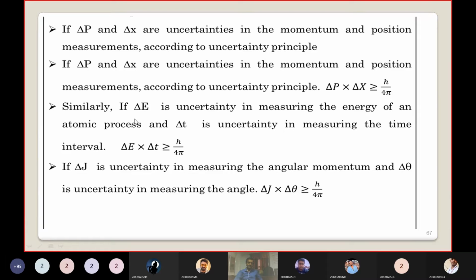Similarly, delta E is the uncertainty in measuring the energy and delta t is the uncertainty in measuring the time interval. If you multiply these two, the uncertainty in energy and the uncertainty in time, the product should be greater than h by 4 pi. So we cannot say exactly how much the uncertainty in delta E is. That is why Heisenberg proposed a formula, by which we can calculate the uncertainty of the energy as well as of the time interval, and similarly the uncertainty of the position and of the momentum.